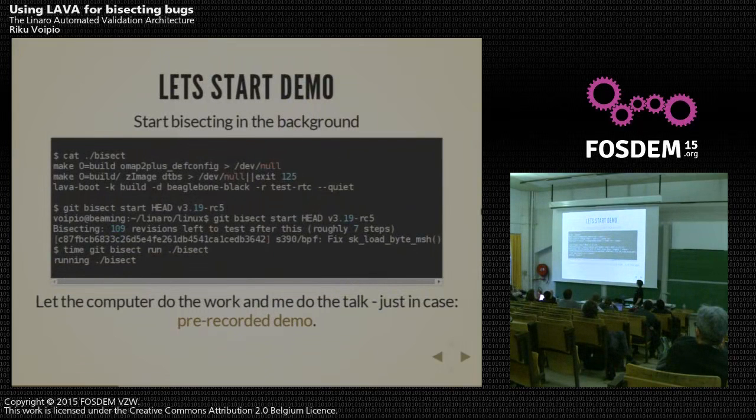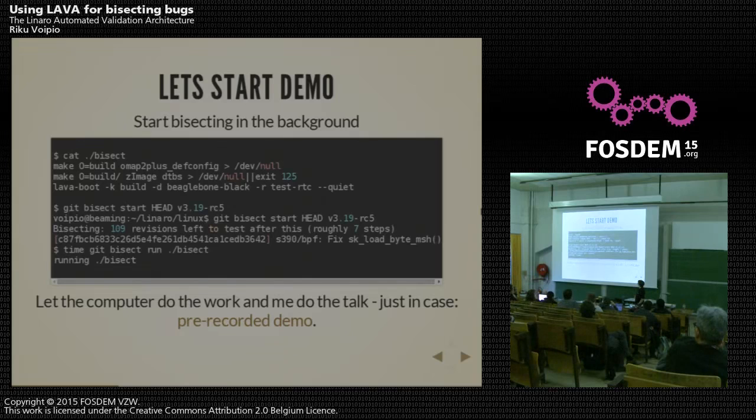In this simplified example, we have the bisecting script, which is a kernel build. We do a defconfig, and then we build the kernel and the DTB files for the OMAP platform. The exit code 125 is a magic value documented in the Git manual page, which means skip this one. In our case, if the kernel build fails, we will simply ignore it, as it's a problem unrelated to the one we are searching for right now.